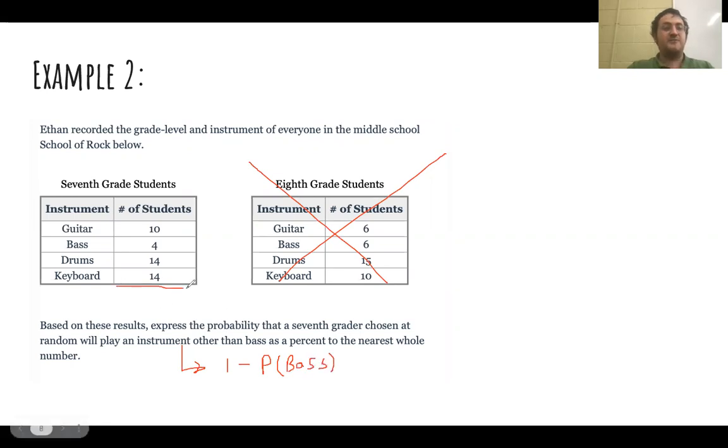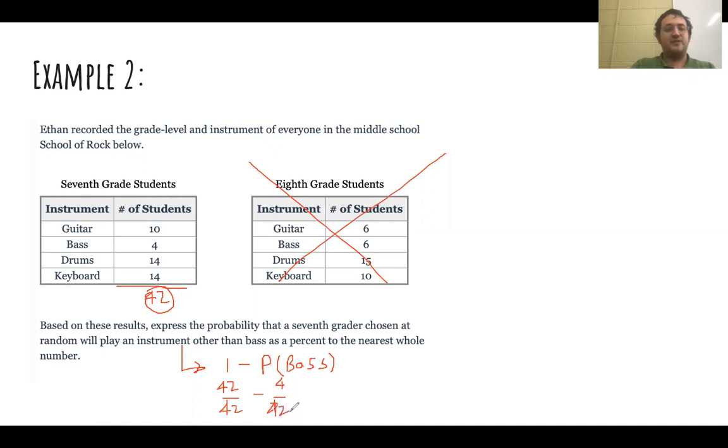And it might be helpful to think about how many 7th graders we have in total. So if I add the 10, the 4, and the 2 14s, I get 42. And it's asking us for the percent to the nearest whole number. So when I'm doing that, I would write 1 as 42 over 42 minus 4 over 42.